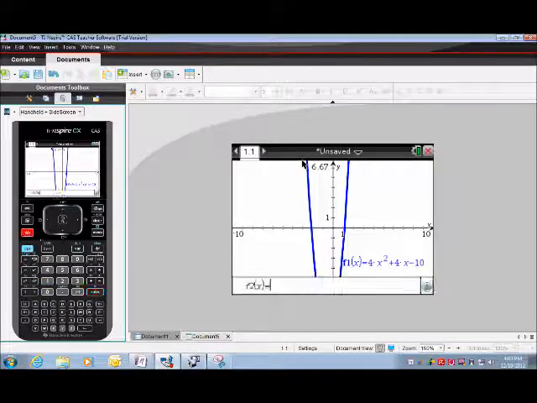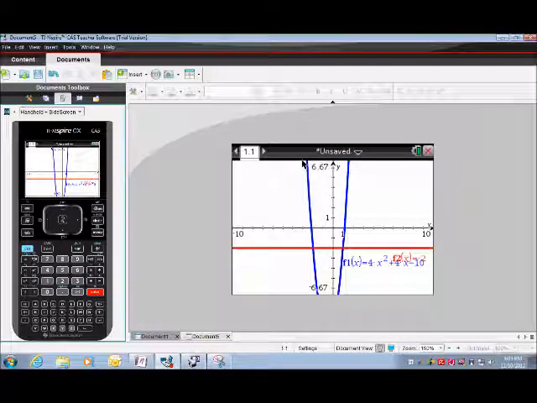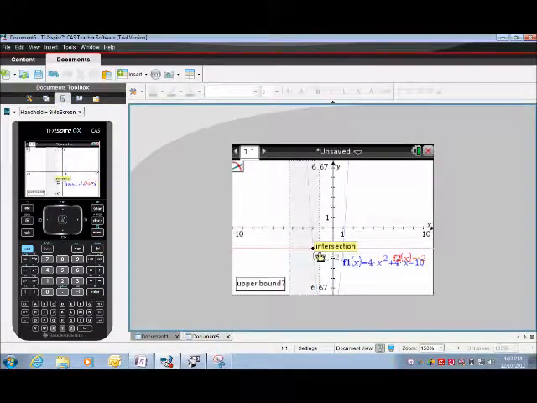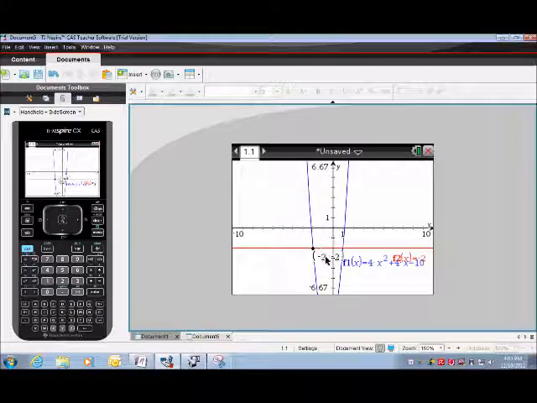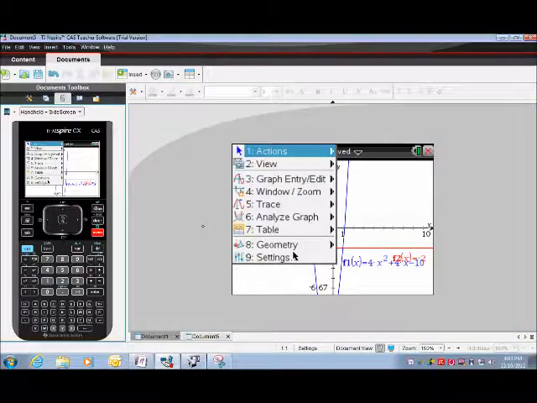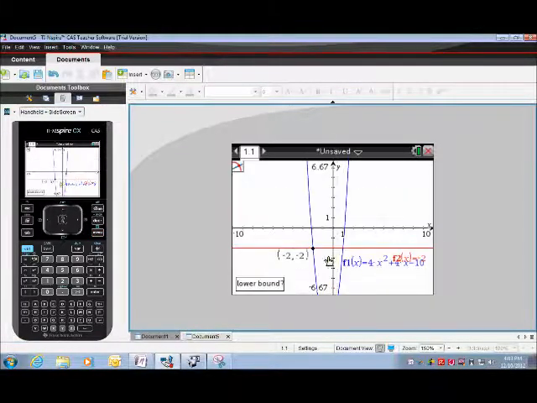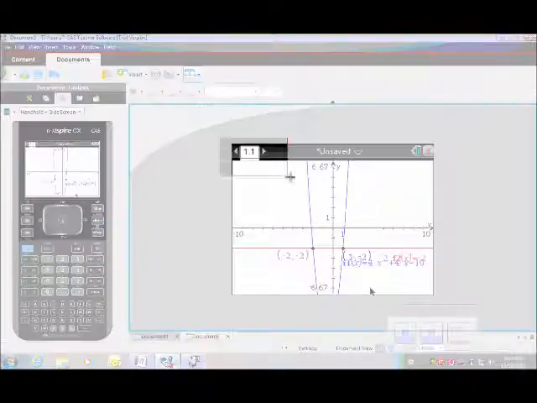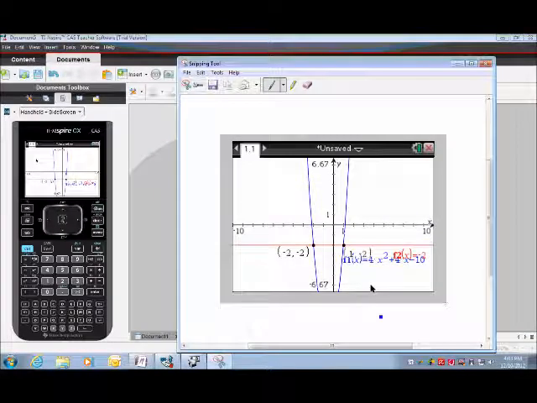So we're going to hit tab, or you can hit Control G, whichever you prefer, and type in negative 2, enter. Then we find our intersection points, menu, analyze graph, intersection, click to the left and to the right. And we're going to do it one more time, menu, analyze graph, intersection, click to the left and to the right. Okay? I'm going to copy this over just so we can have it together. And you can see me sketch it.